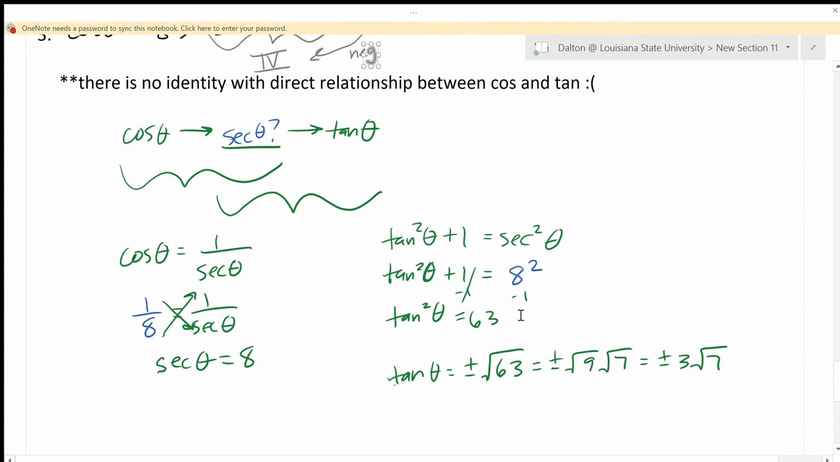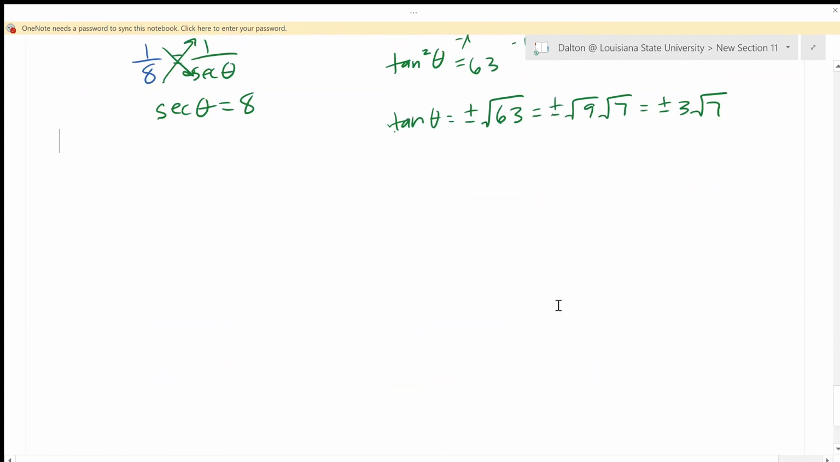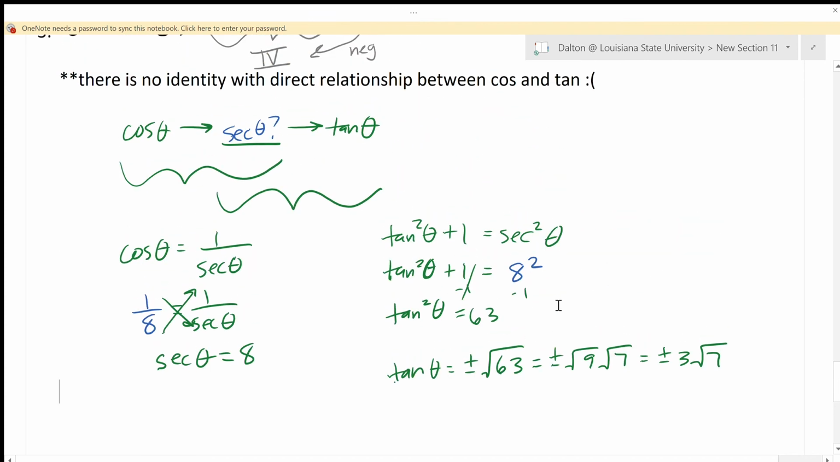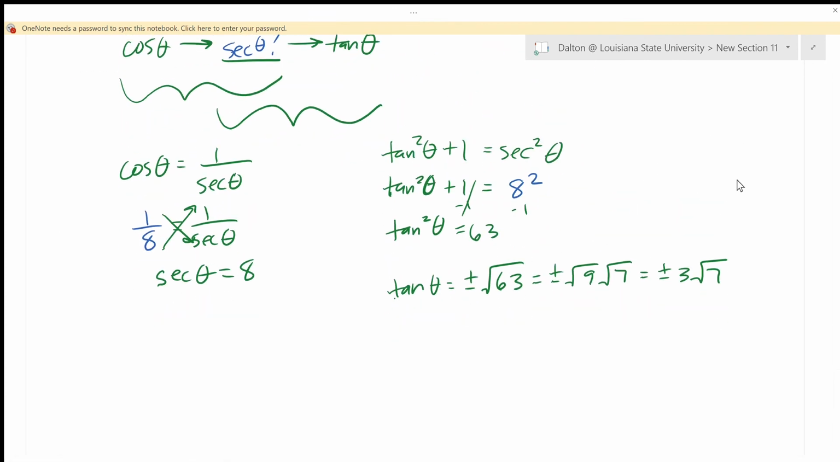Therefore, my computer's really slow, sorry, so it's affecting my scrolling. Okay, therefore, the tangent of theta is equal to negative 3 square roots of 7.